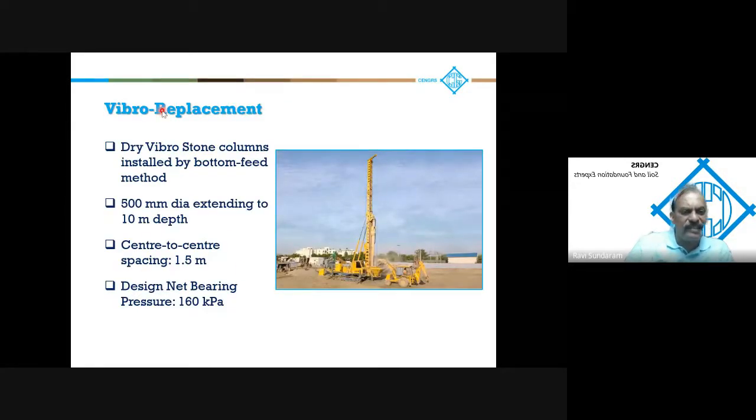The vibro replacement was done by stone columns. This was done by Keller. Dry vibro stone columns were installed by bottom feed method. So 500 mm diameter stone columns extending to about 10 meter depth, since the liquefaction was to 8 meter depth. So the stone columns are extended to 10 meter depth. The center-to-center spacing between the stone columns was kept as 1.5 meter, and the design bearing pressure which was required for the design was 160 kPa.